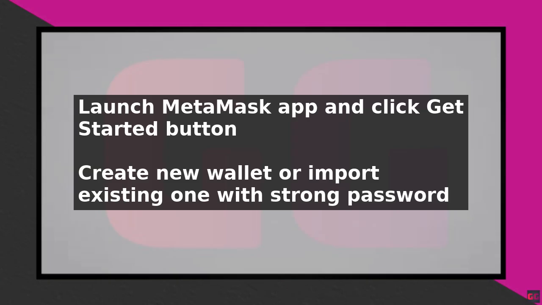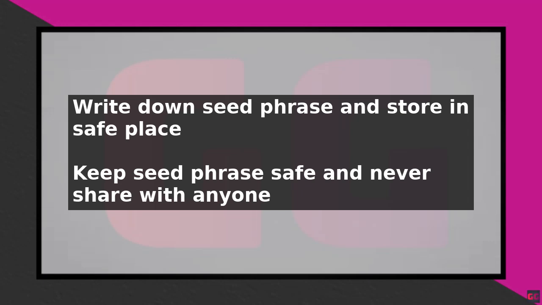Finally, you will be taken to the MetaMask dashboard, where you can view your account balance, send and receive cryptocurrency, and interact with decentralized applications. To ensure the security of your wallet, make sure to keep your seed phrase safe and never share it with anyone. By following these steps, you can successfully download and set up MetaMask on your Android device. Remember to always prioritize the security of your wallet and follow best practices to protect your cryptocurrency assets.